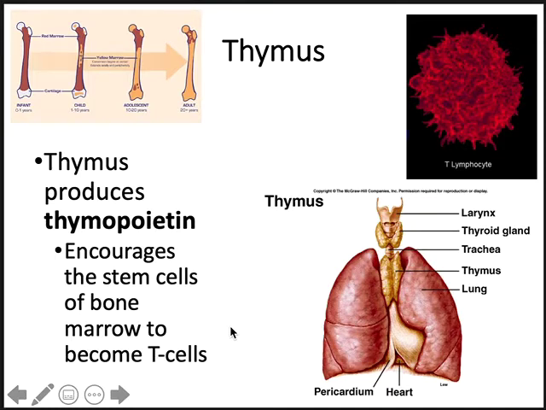So the thymus produces thymopoietin, and thymopoietin is the hormone that encourages the stem cells in the red bone marrow to become specifically T cells. Okay, and then the T cells, like I said, go to the thymus to mature. So it starts with the hormone from thymus, which talks to the red bone marrow. You get T cells, and then those T cells go back to the thymus to mature. Okay.